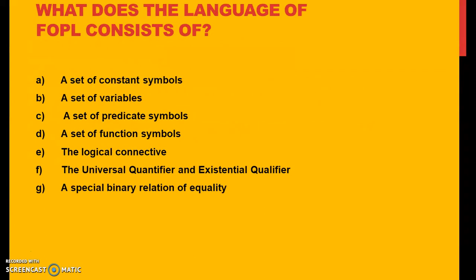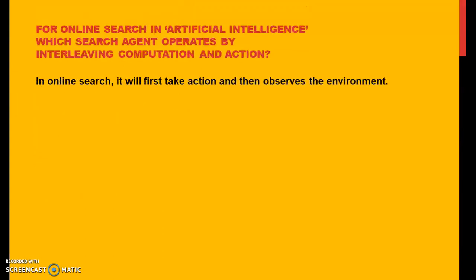And what does the language of FOPL consist of? A set of constant symbols, a set of variables, a set of predicate symbols, a set of function symbols, the logical connectives, the universal quantifier and existential quantifier, and a special binary relation of equality. These are the things that we have in FOPL.